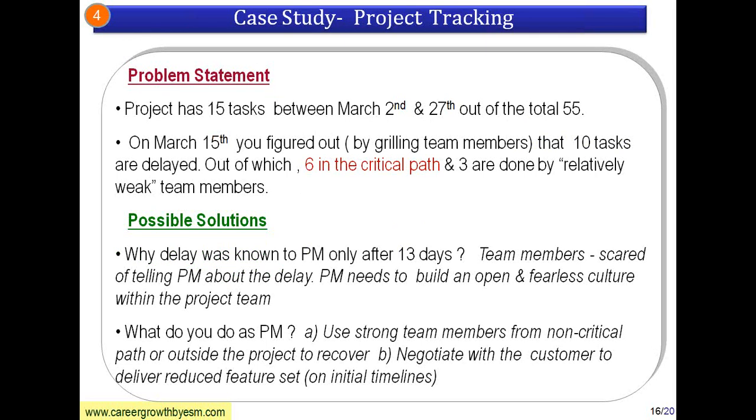It's a very difficult situation to handle. You have some tasks which are already delayed, some of those tasks are in the critical path, and some of those critical path tasks are handled by weak team members. So how do you handle it? First we have to ask ourselves why the delay was known to the project manager only after 13 days. The project started on March 2nd, but only on March 15th the PM came to know about the delay.